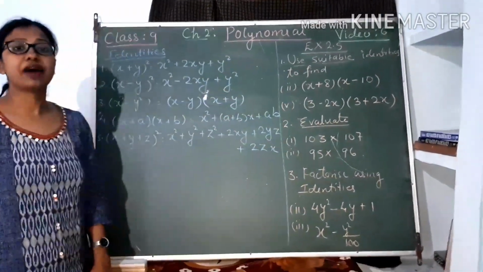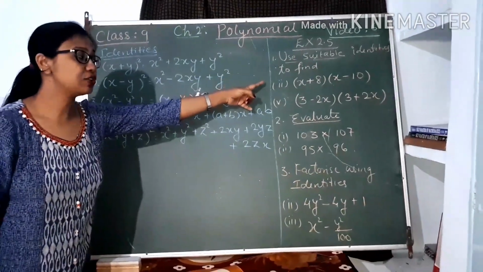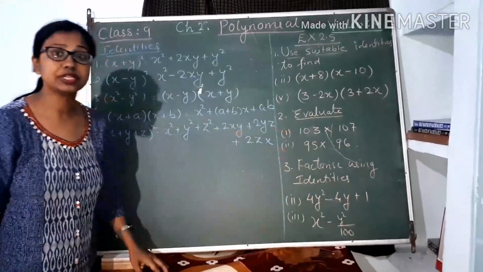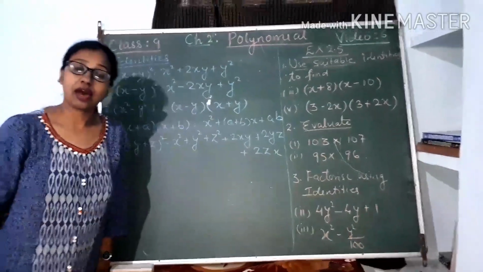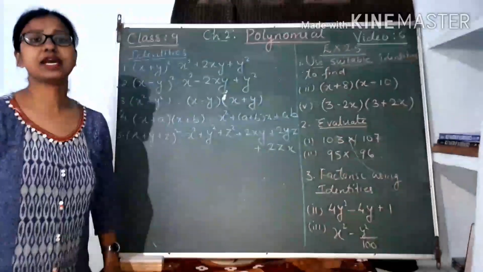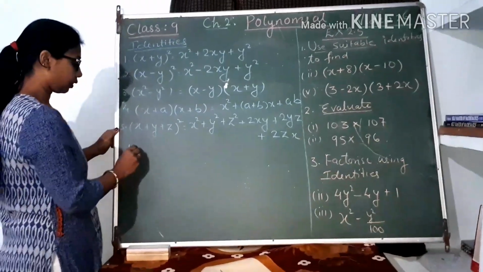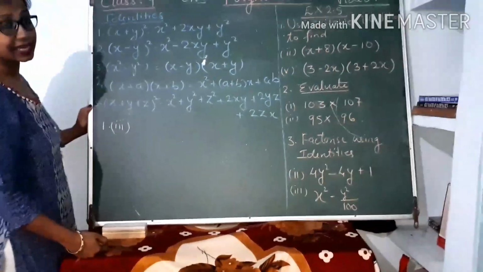Exercise 2.5 of NCERT. Use suitable identities to find. For all questions, if books are with you, it's good, or if books are not with you, you simply download it from any NCERT app. First question is, third part, (x plus 8)(x minus 10).